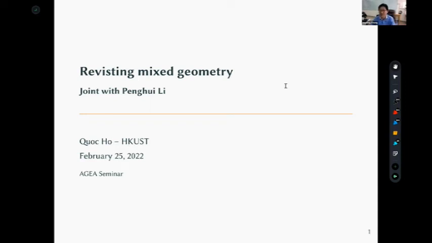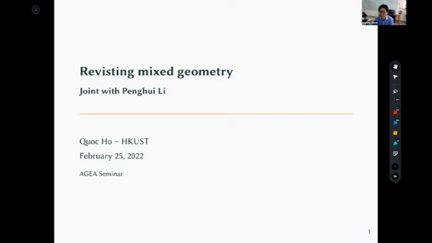So let me start the AGEA seminar, the last sessions. The first speaker of today's talk is Ho. He'll talk about revisiting mixed geometry.